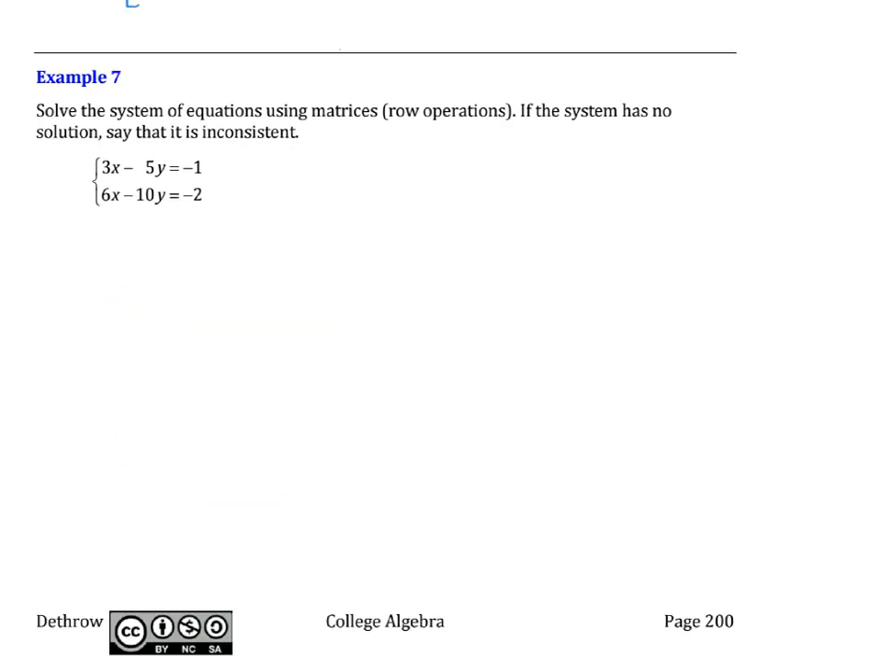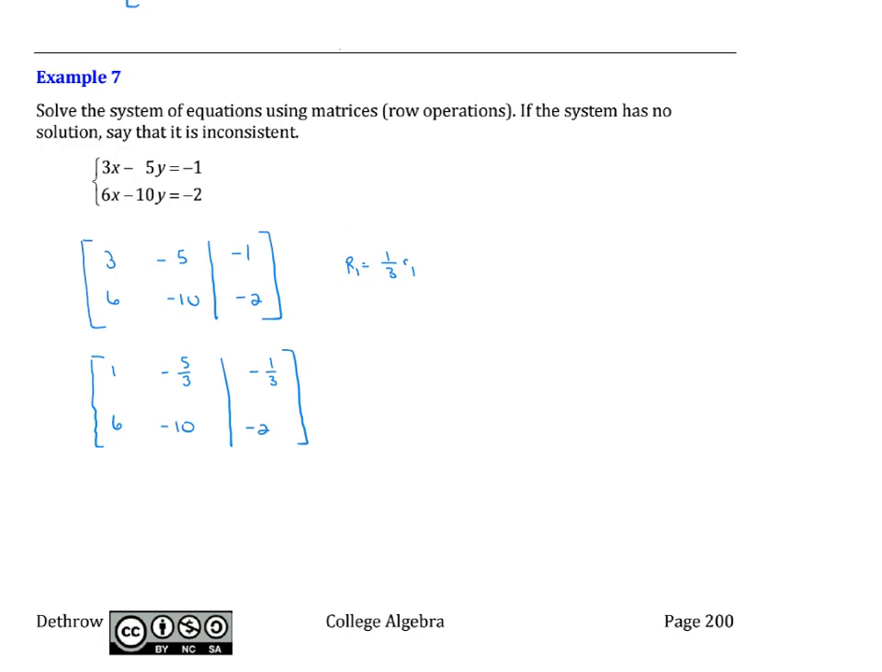Let's look at this example. We have 3, negative 5, negative 1, 6, negative 10, negative 2. Let's get this in row echelon form. So let's multiply row 1 by 1/3, and that's going to yield our 1 in the column. So we have 1, negative 5/3, negative 1/3, and then our second row did not change.